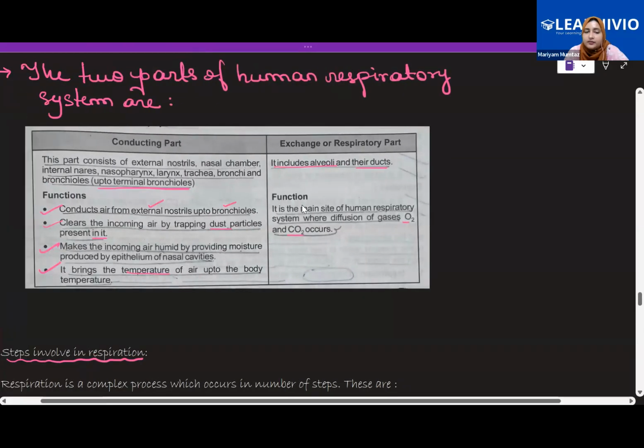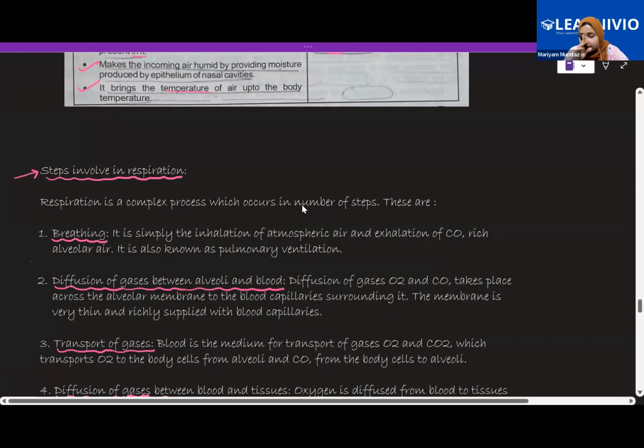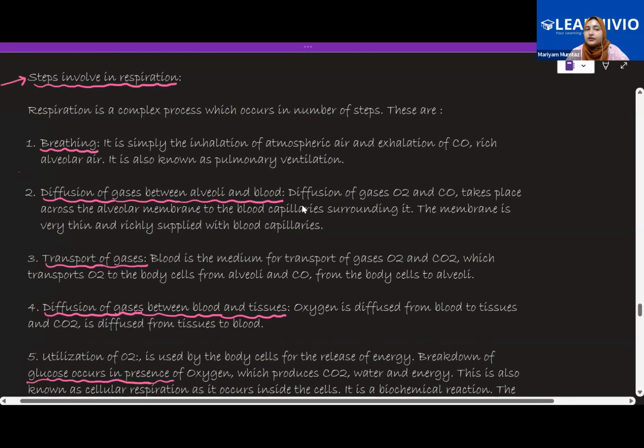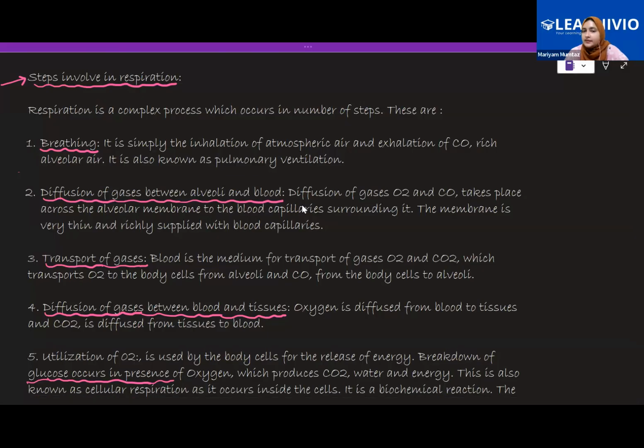Breathing and the respiratory part. Now, today we're going to see the various steps that are involved during the process of respiration. So first there is breathing, which is normally called pulmonary ventilation, which is basically the taking in of the atmospheric air and the giving out of the carbon dioxide rich air, right?